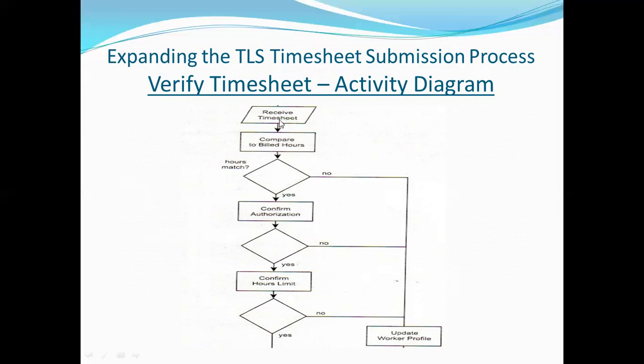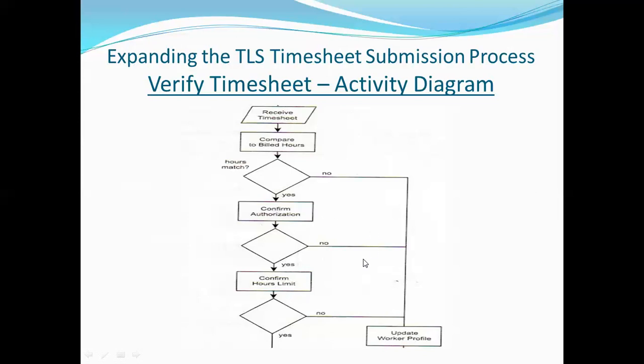compare to billed hours. The recorded hours are taken from the timesheet and compared with the billed hours. If both the hours match, yes, then check the authorization, whether the authorization is given by the customer for the overtime hours. If the answer is yes, then check the hour limits from the employee table and the recorded number of hours in a particular week. You compare that, and if all three conditions are satisfied, then and only then the timesheet is verified and accepted.